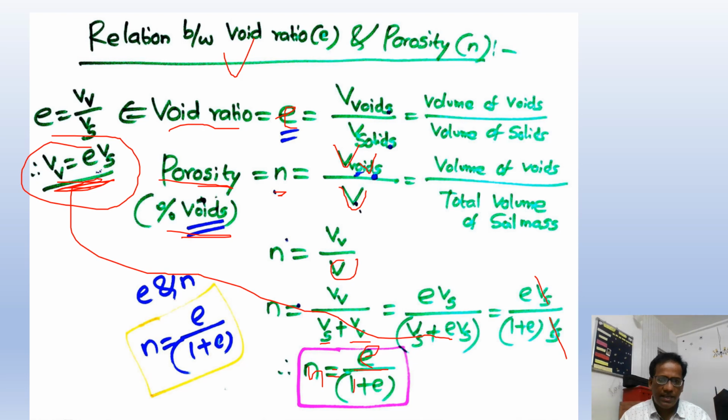Let me tell you once again, this is the interrelationship between void ratio E and porosity N. Void ratio is volume of voids by volume of solids. Porosity is percentage voids, which is equal to volume of voids by total volume. So this is the relationship between void ratio and porosity: N is equal to E by 1 plus E. A very important relation which will be very useful for further exploration of the subject geotechnical engineering. Thank you.